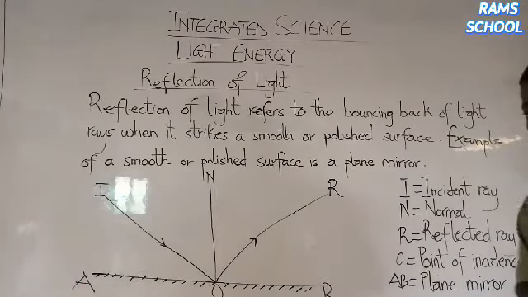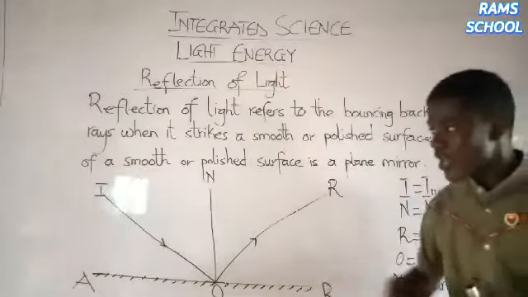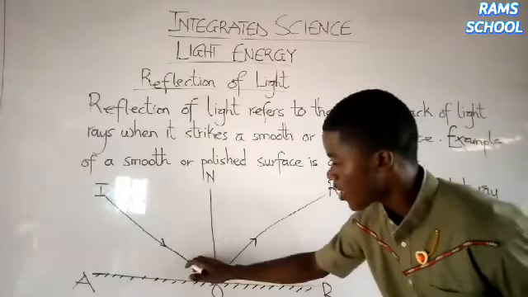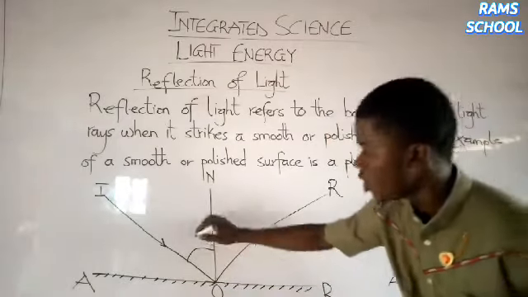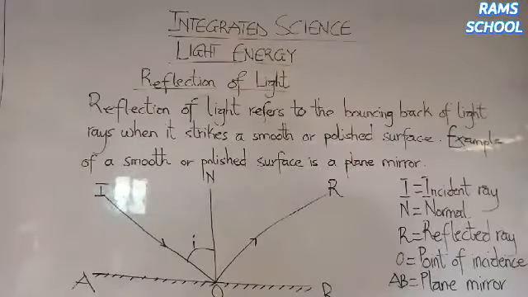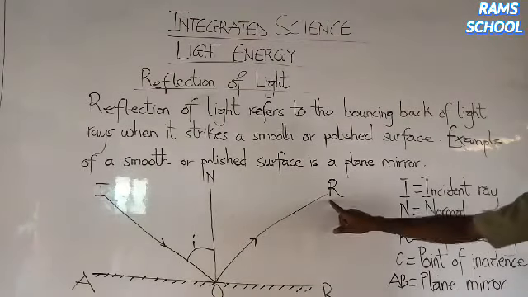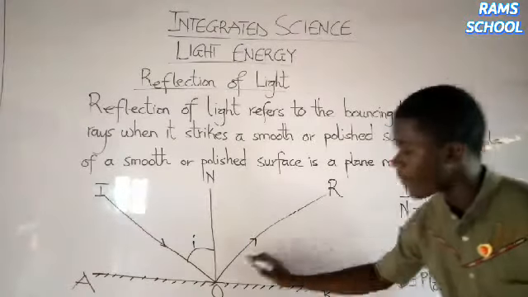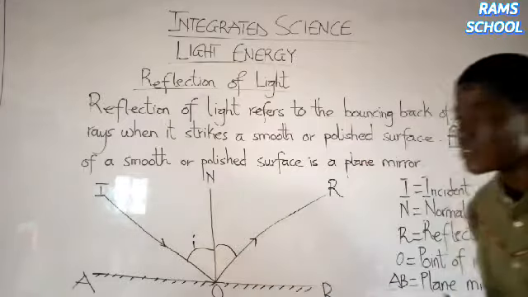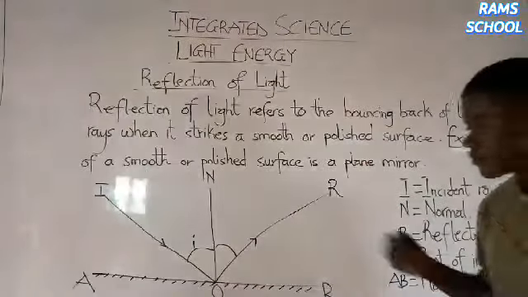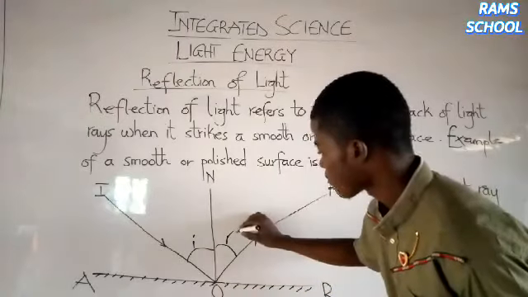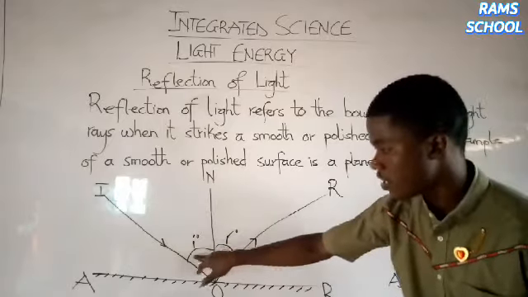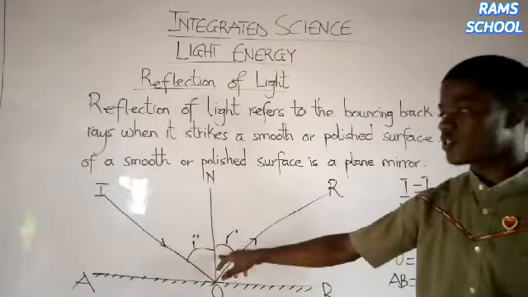With this diagram, we can see that the incident ray makes an angle with the normal, and this angle we call the angle of incidence. The same applies to the reflected ray. It also makes an angle with the normal, and we call it the angle of reflection. Those small a's represent the angle of incidence, and this one too, the angle of reflection.